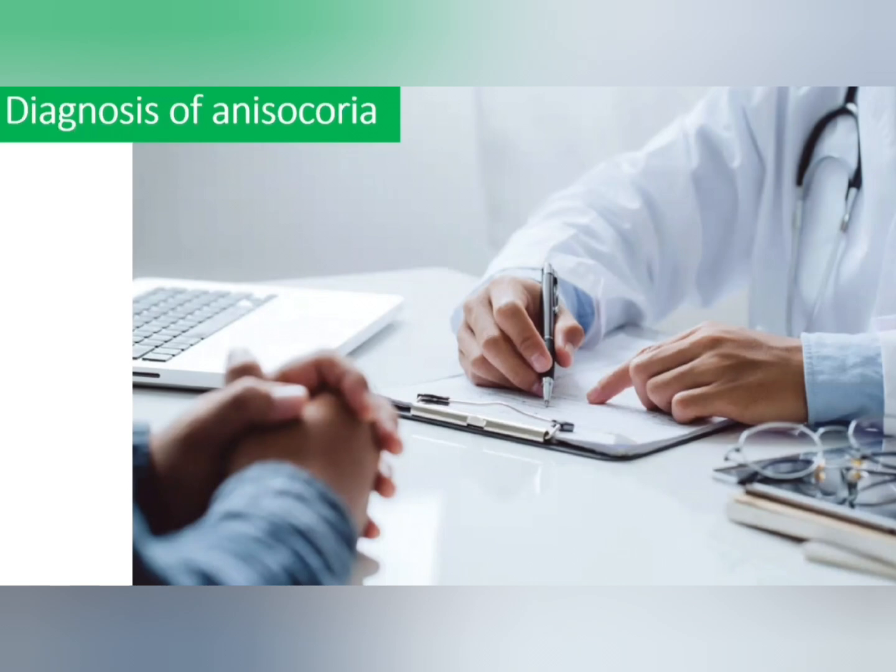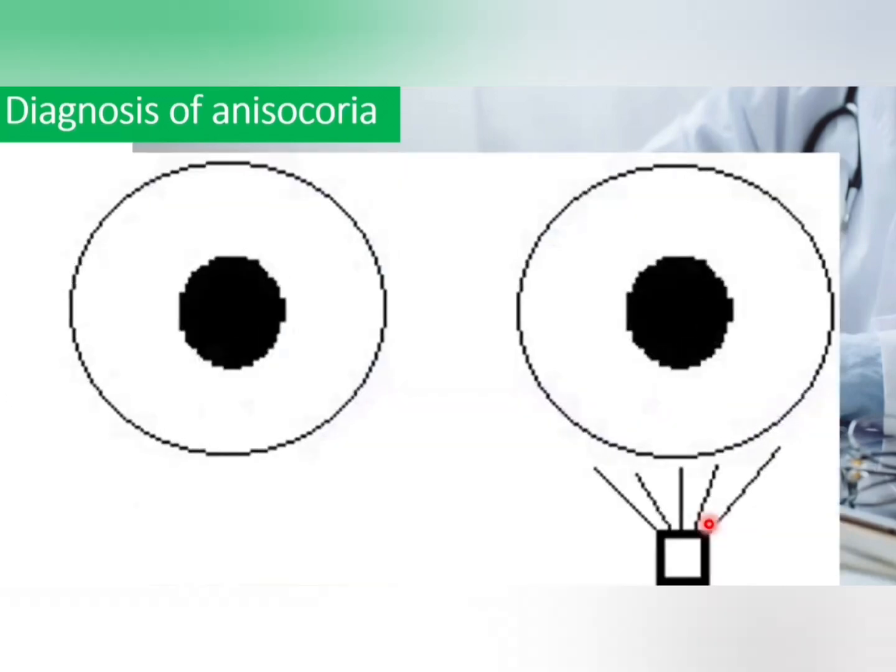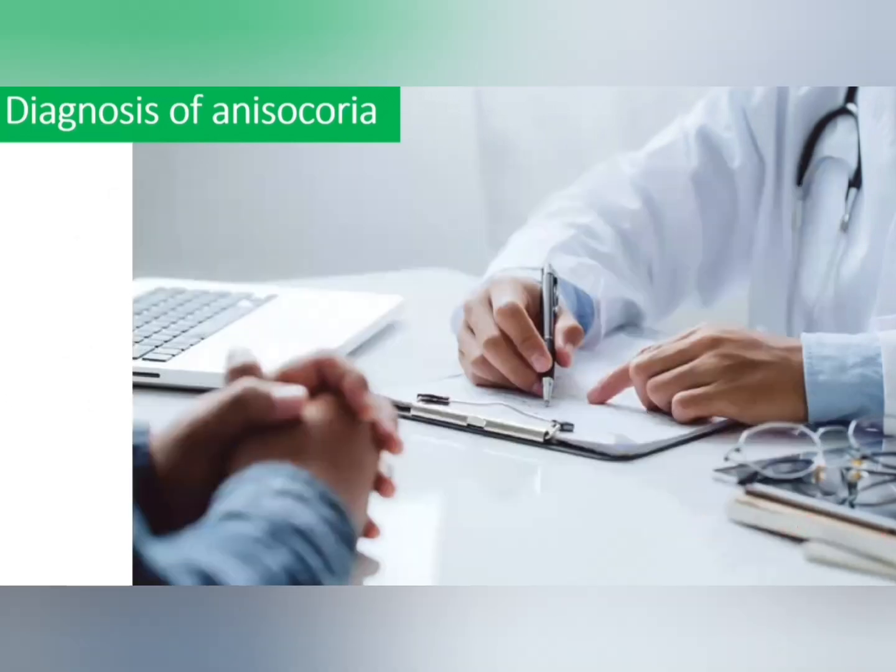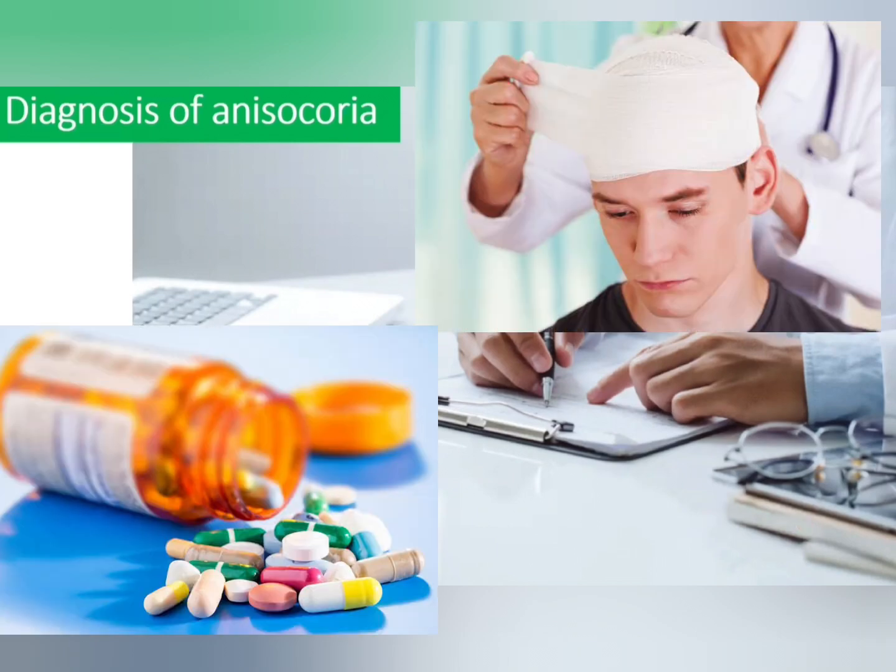Also, we ask about any other symptoms like blurry vision, eye pain, headache, and droopy eyelid that I discussed in my previous slides. This can give us a clue about what might be causing the anisocoria. And we also need to take the history of any recent eye injury, trauma, or medication, drug therapy.